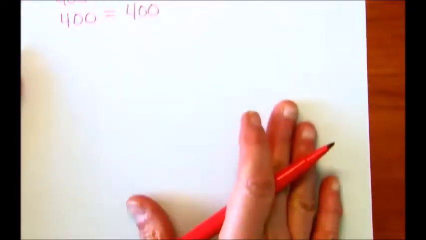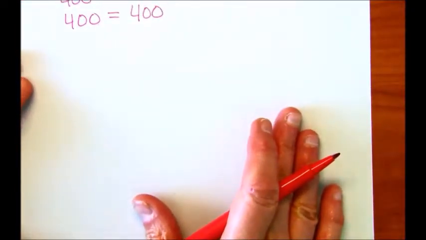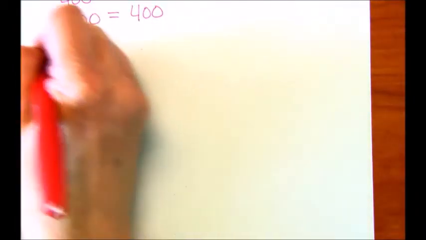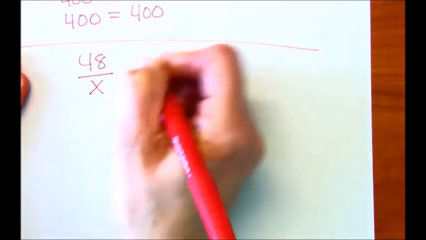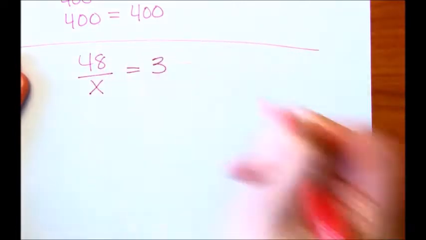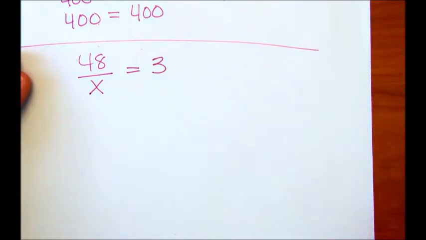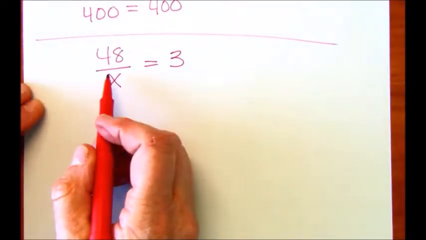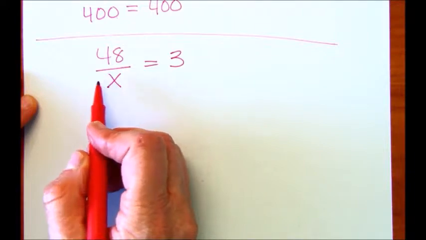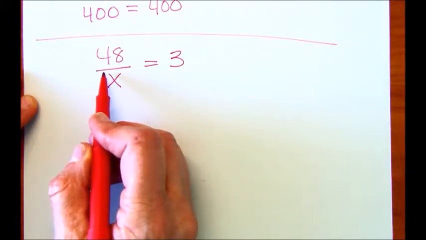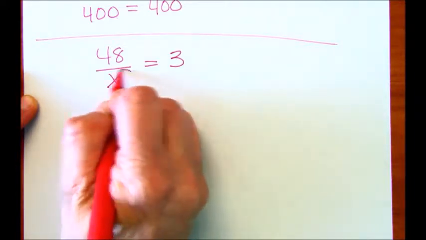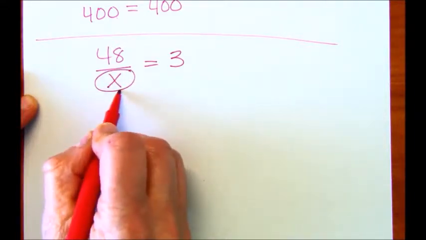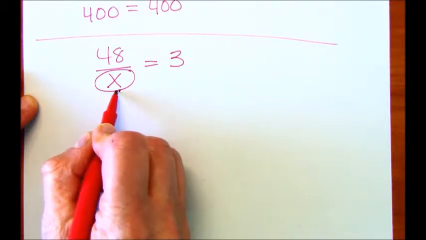Now let's do one more example. Let's do a division problem. Let's say we have 48 divided by x, and that's going to equal 3. Because this is a division problem, we want to use the inverse of division, which is multiplication. And we're going to be multiplying whatever's in the denominator or the divisor of this division problem. So we're going to be multiplying by x on both sides.